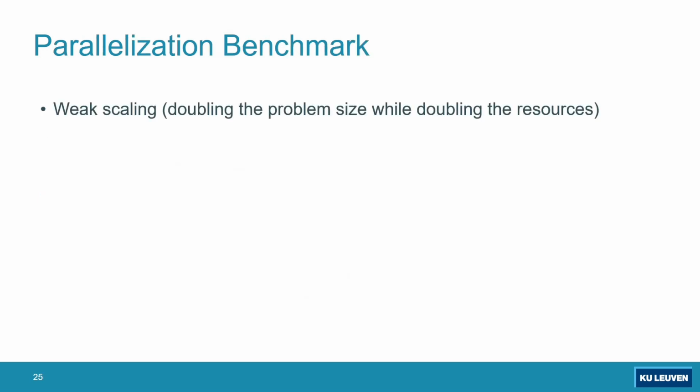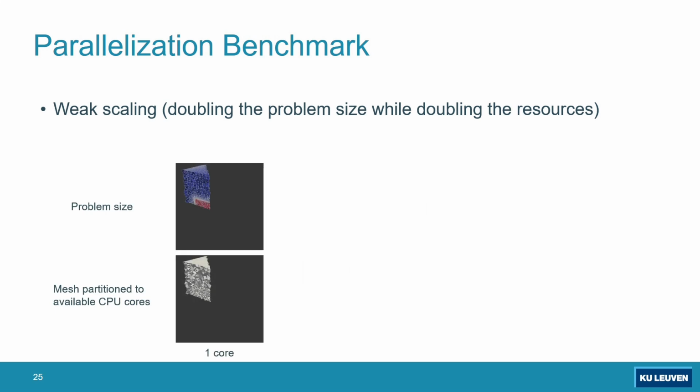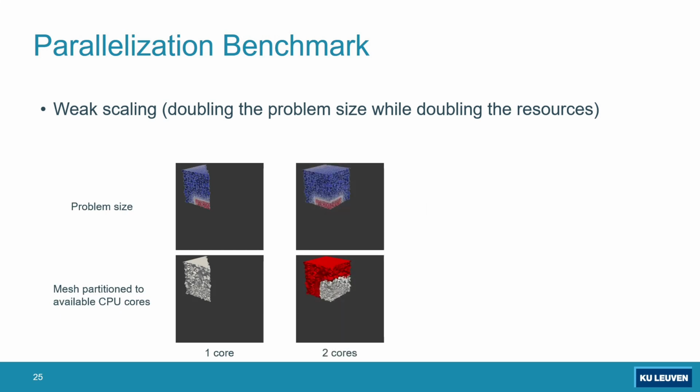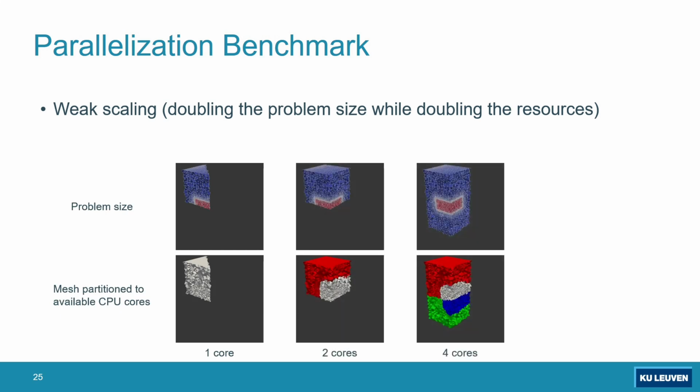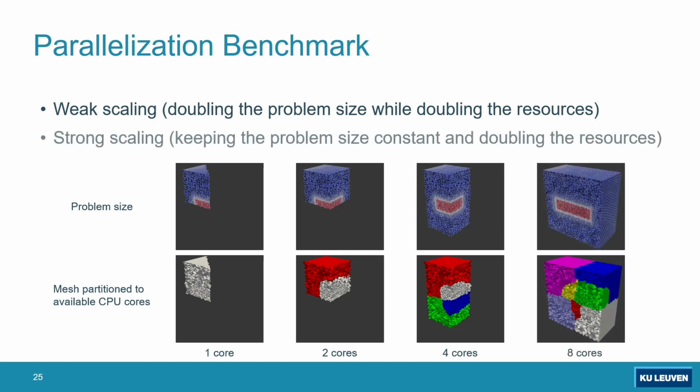But for parallelization benchmark, we had weak scaling, so doubling the problem size while doubling the resources, such that, as can be seen here as a sample demonstration, we have the problem size and the mesh partition. So as we double the problem size, we also double the available resources. But also strong scaling, in which we keep the problem size constant and we double the resources.